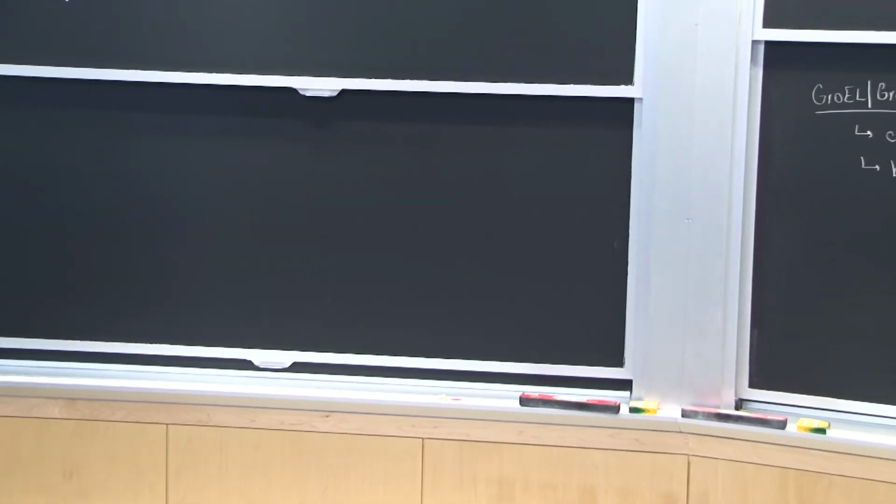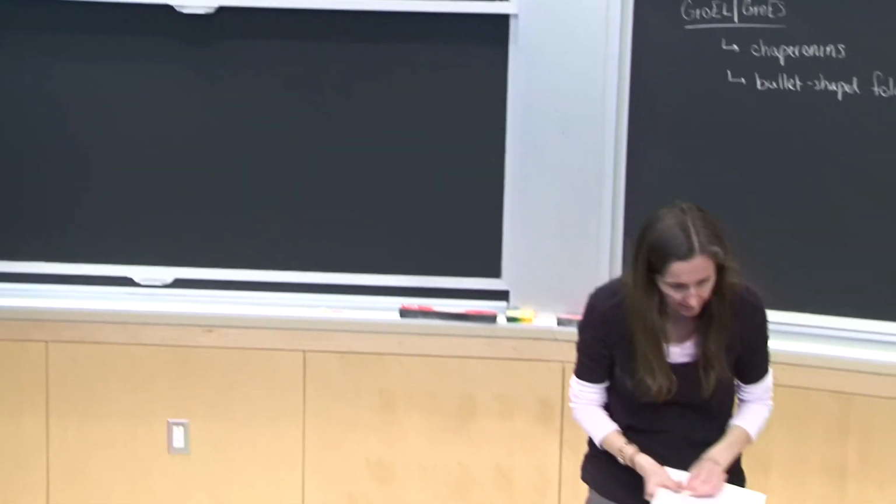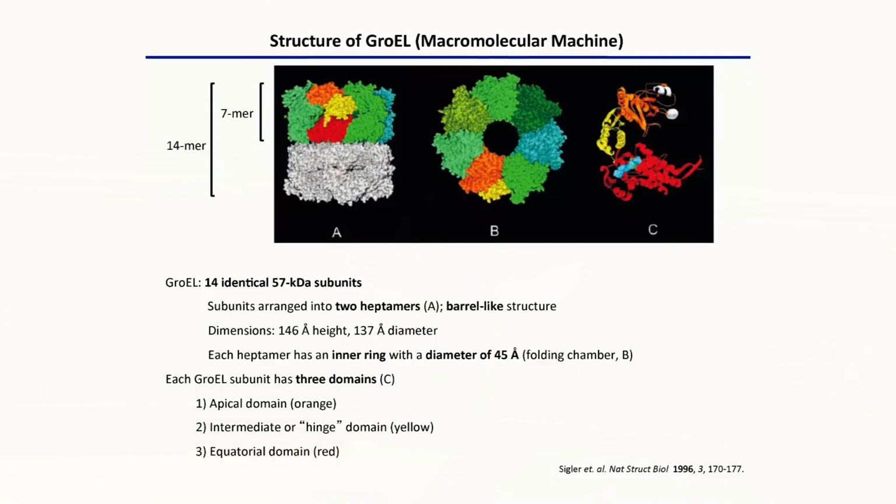And so if we take a look again at this depiction, what's been done is that in this top 7-mer ring, for one of the subunits, the 3 domains have been colored. Okay, so we see that the apical domain is in orange, the intermediate domain in yellow, and this equatorial domain in red, shown here. And this is one isolated subunit, again with this color coding here.